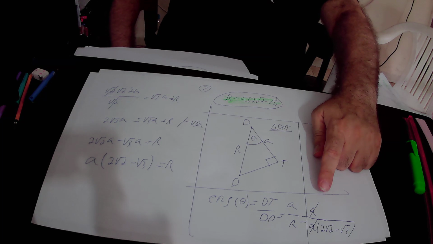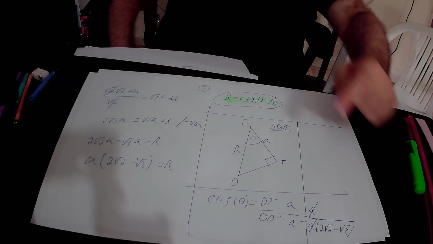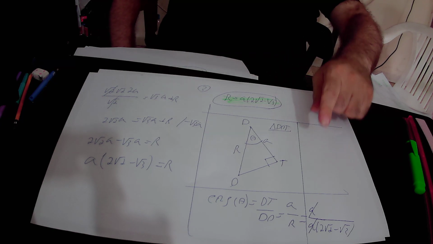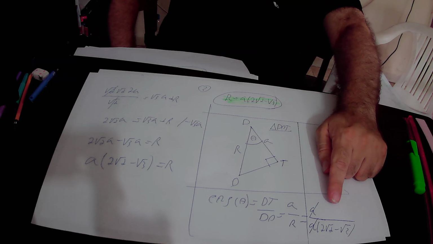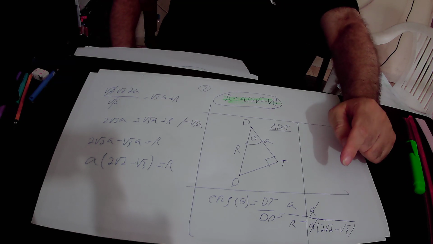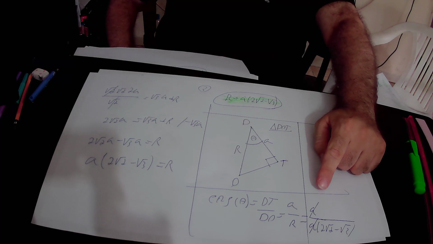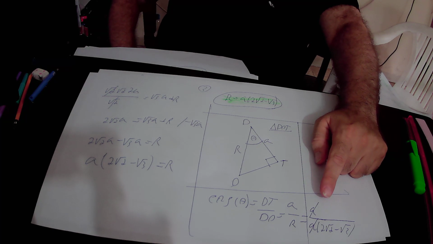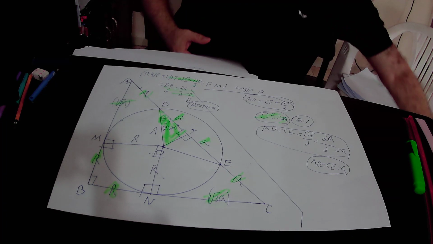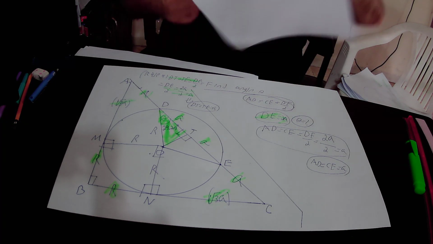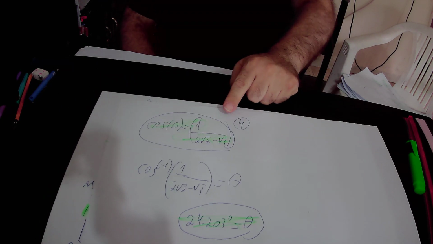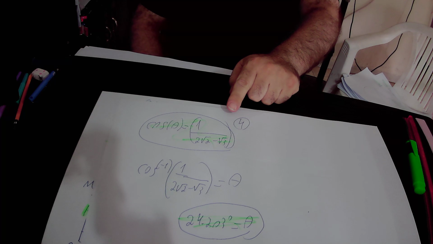So cosine theta equals a over r, and r equals a times 2 times square root of 2 minus square root of 3. Therefore we substitute r here by a times 2 times square root of 2 minus square root of 3. And so we have a in the numerator and a in the denominator, so a will get cancelled and we are left only with cosine theta that is equal to 1 over 2 times square root of 2 minus square root of 3.